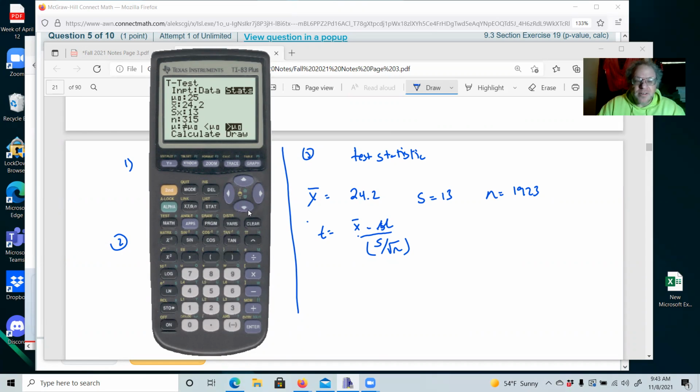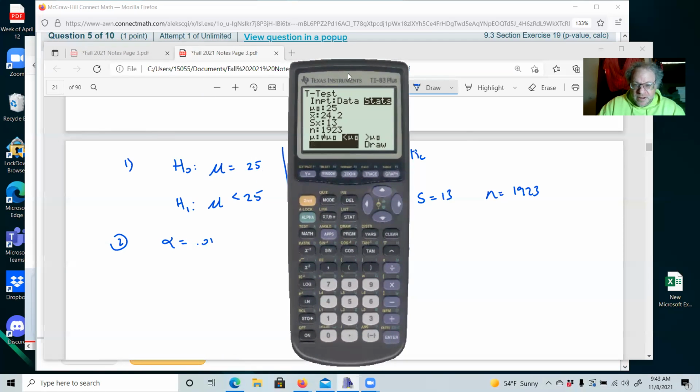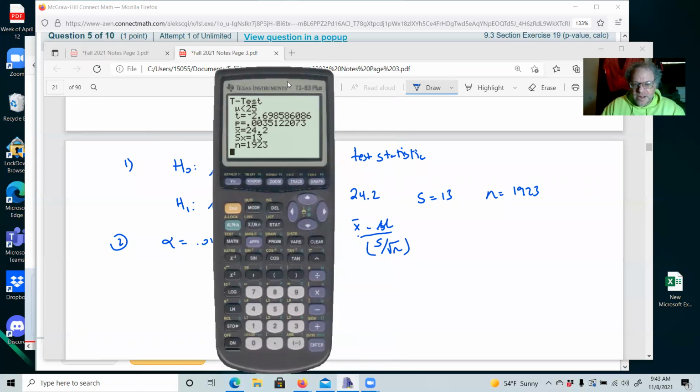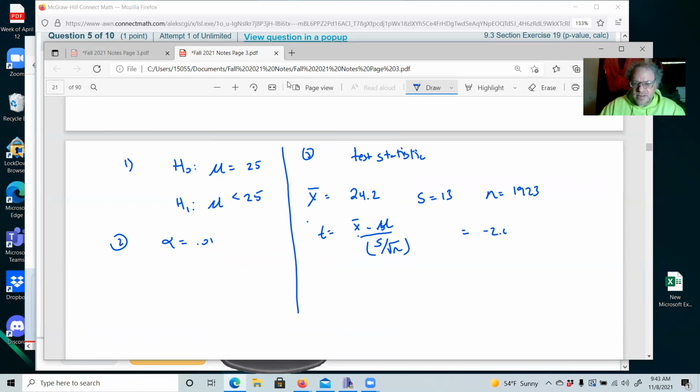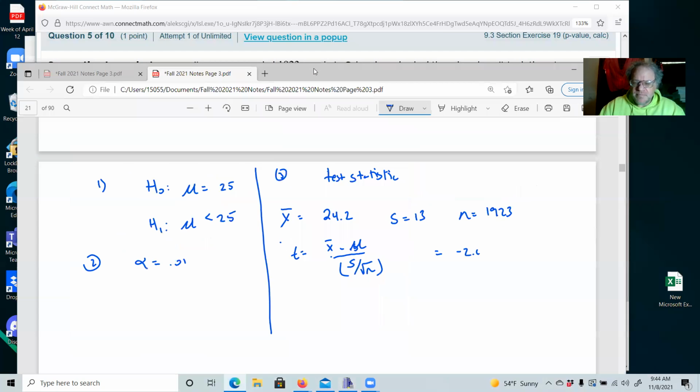So because it's a statistic rather than a parameter, S is also a random variable. We do not talk about the confidence intervals for S in this class, but there is a chapter on it, Chapter 8 too. Right. So our test statistic here is negative 2.699.